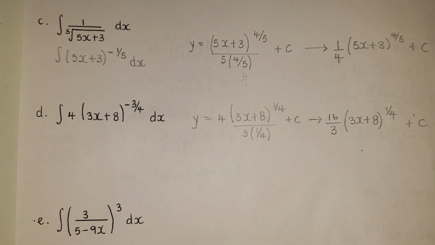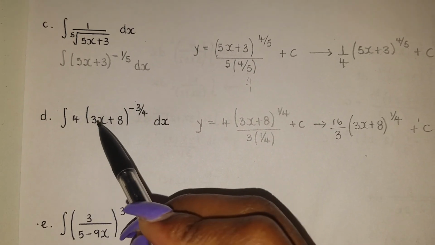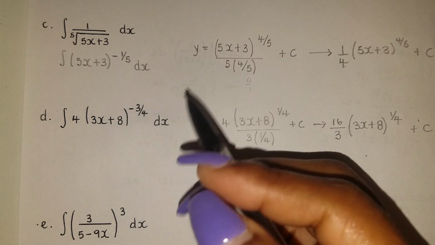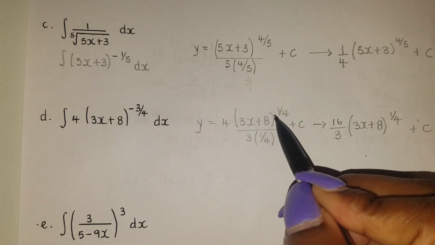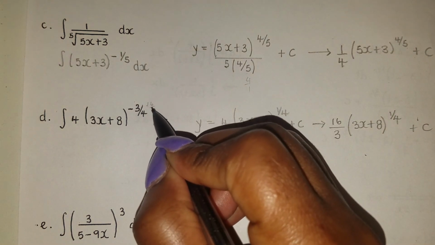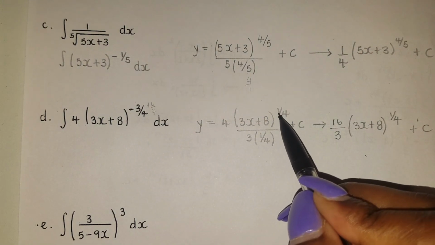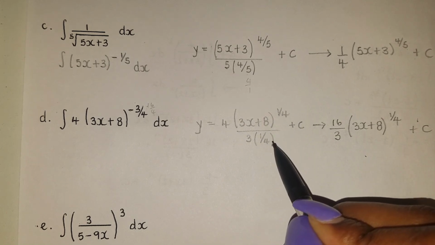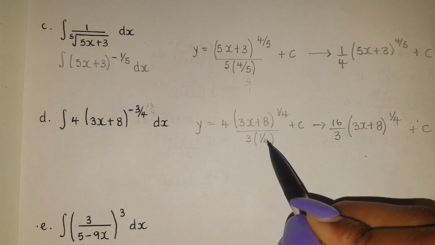Fourth question, the integral of 4 times 3x plus 8 all raised to a negative 3/4. So we'll add 1 to our power to get 1 over 4. Remember, that's the same as adding 4 over 4. Negative 3 plus 4 is a positive 1. And we divide by that 1 over 4 that we get, which gets multiplied by the coefficient of x. In this case is a 3.